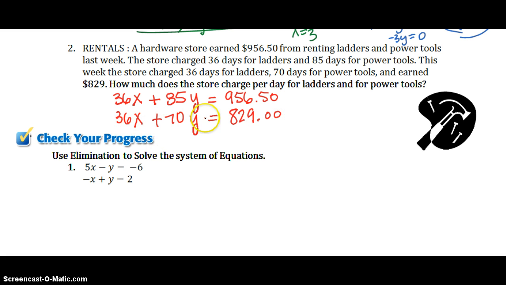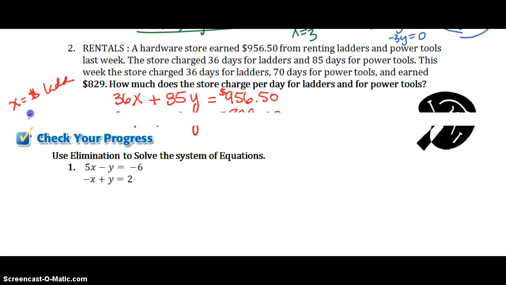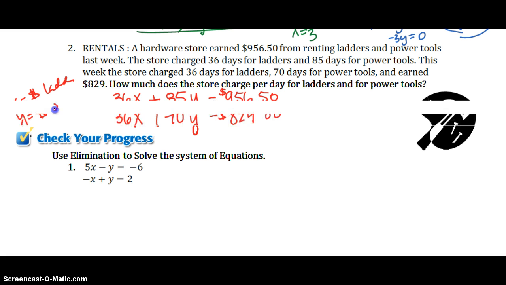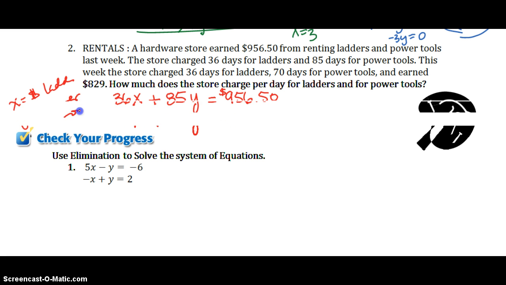So I'm ready to find out how much does the store charge. I'm looking for money here because this is money, but 85 is not money. 85 is days, 70 is days, 36 days. So I'm looking for how much money. So my x and y represent: x stands for how much money to rent a ladder, and y stands for how much money to rent a power tool.